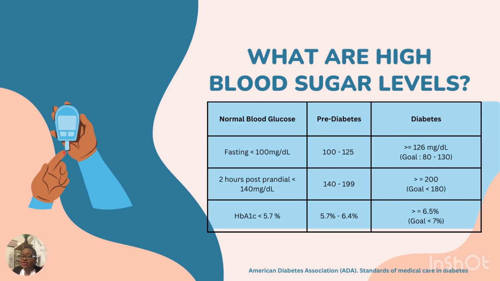In my next lecture, I'll be talking about what are high blood sugar levels. How do you know your blood sugar is high? What is the normal range of a normal blood sugar level, and what is the range when a patient is termed pre-diabetic, or what is the range when a patient is termed diabetic? So watch out for my video as I'll be talking more about this topic.